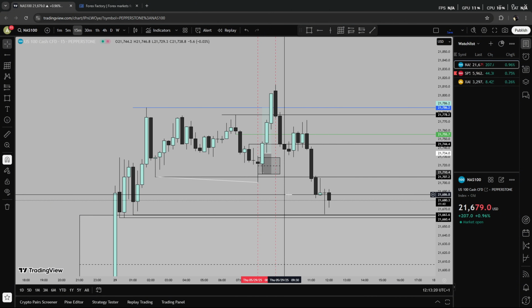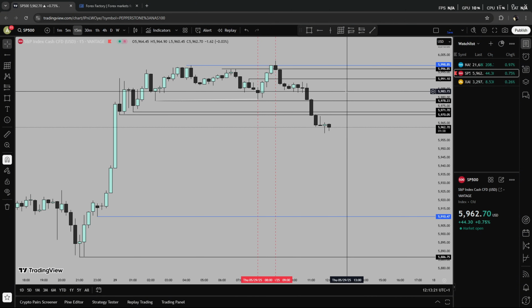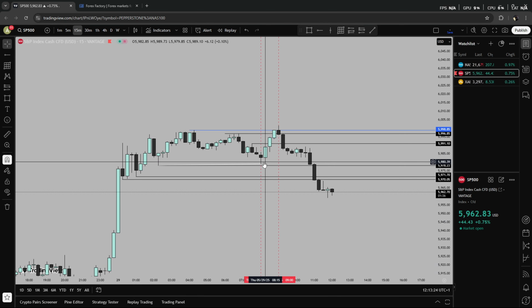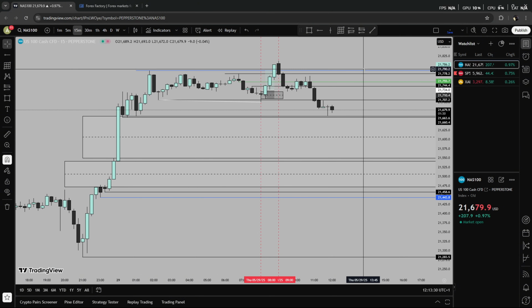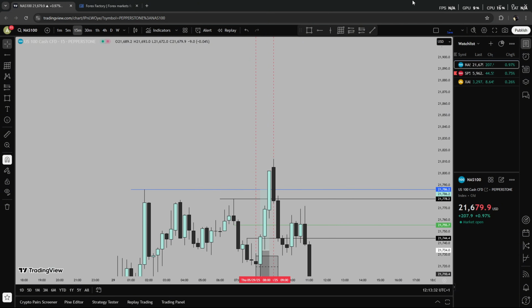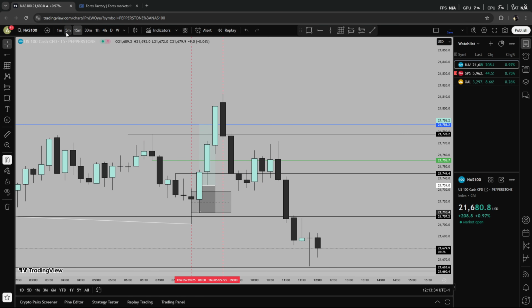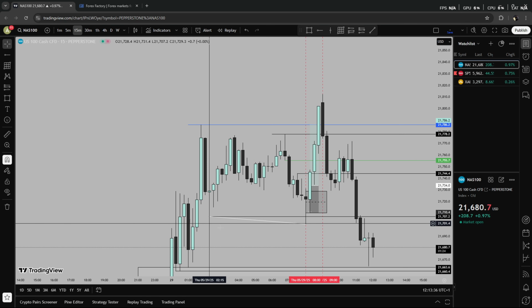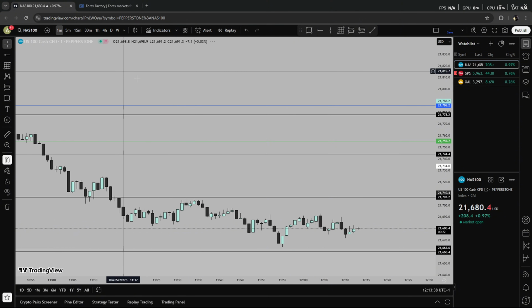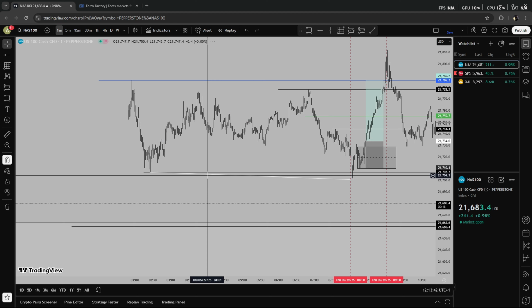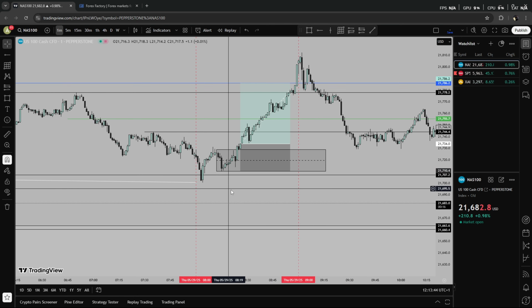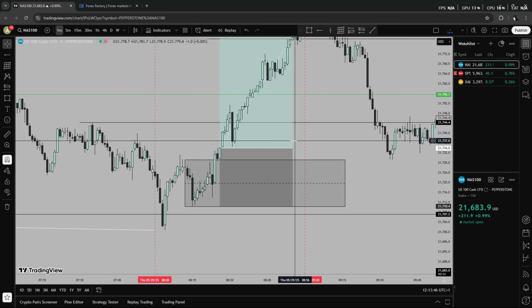We also formed a 15-minute SMT on S&P. We didn't sweep out these lows. We formed a higher low. On Nasdaq we formed a lower low. That's why we also swept out a 15-minute low. I'll show you guys. Yep, look, we swept out this 15-minute low right here. Once we swept that out, normally I would be looking for a 1-minute breaker structure.